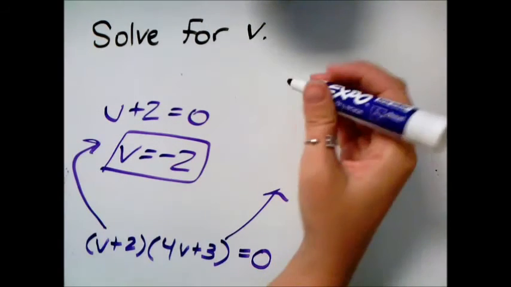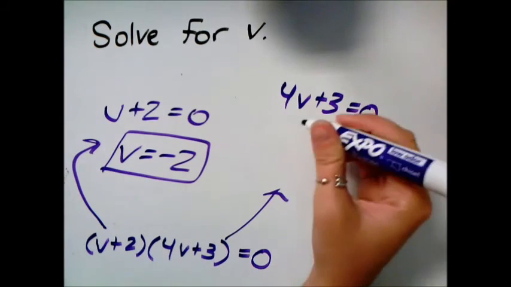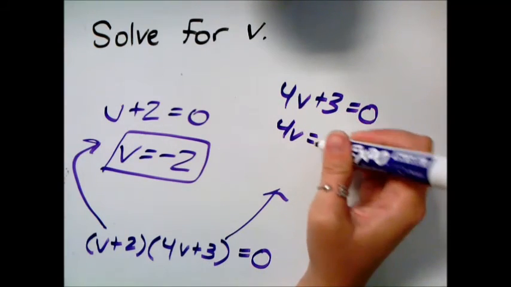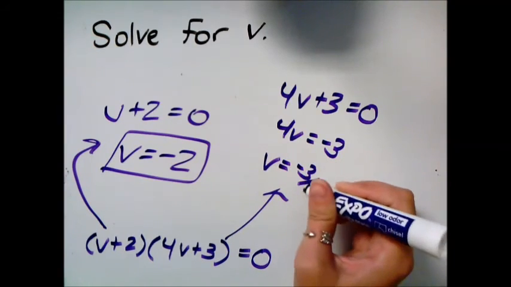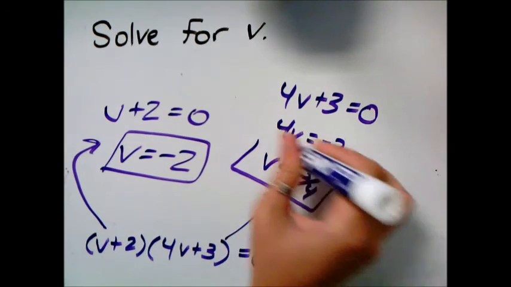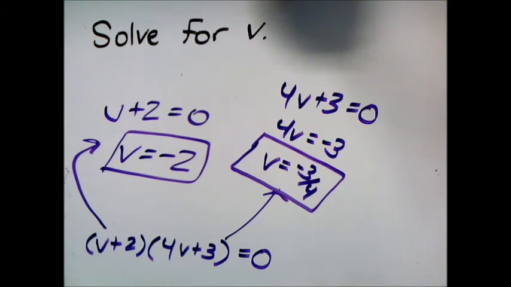Or the other factor has to be 0. And for 4v plus 3 to equal 0, just subtract 3 from both sides. So 4v equals negative 3. And then divide both sides by 4. Especially in these two-step kind of ones, I would always write that out. Don't try to eyeball it like you can with the negative 2. There's too many sign errors, or what goes on top, what goes on bottom.